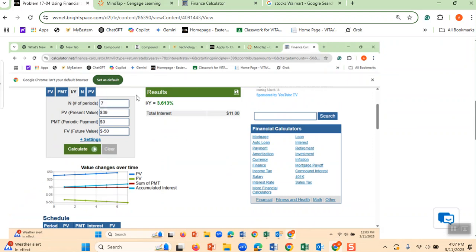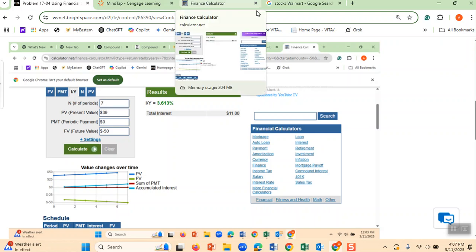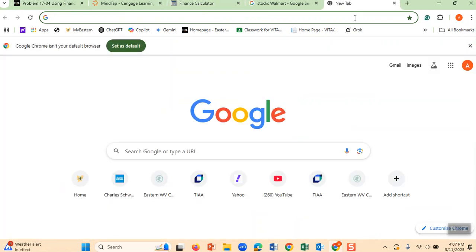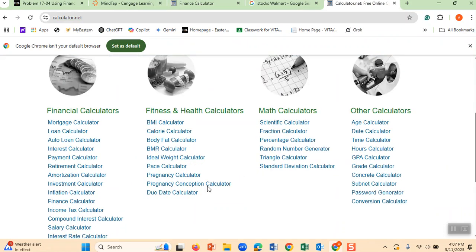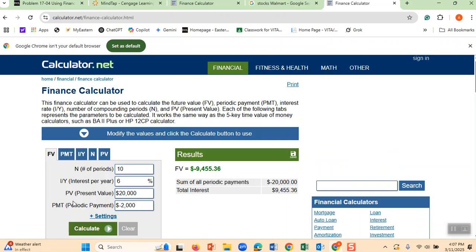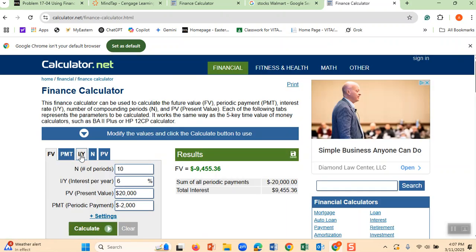Where do you do that? Where can you find it? You go to calculator.com. Here you go, calculator.net, I am sorry, and then you come here and you click on finance calculator. When you click on finance calculator, this is what you want to find your return. And then it is asking you how many years. It is asking you how much you paid for that mutual fund.